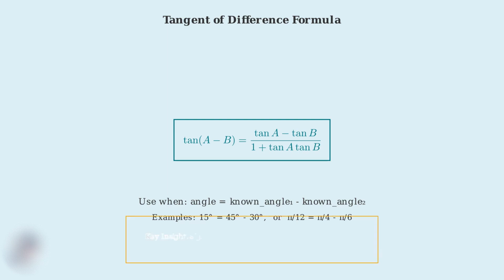The key insight to remember is that the signs flip between the sum and difference formulas. In the numerator, plus becomes minus. In the denominator, minus becomes plus. This pattern helps you remember both formulas together. With both the sum and difference formulas now in our toolkit, we're ready to tackle specific examples and see these formulas in action.